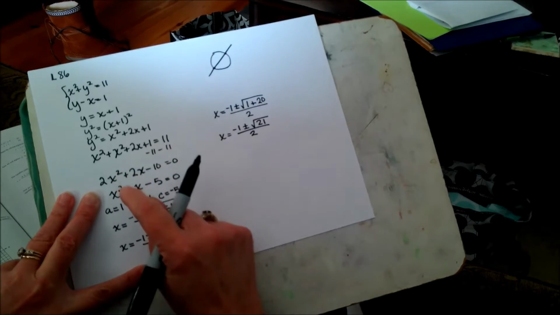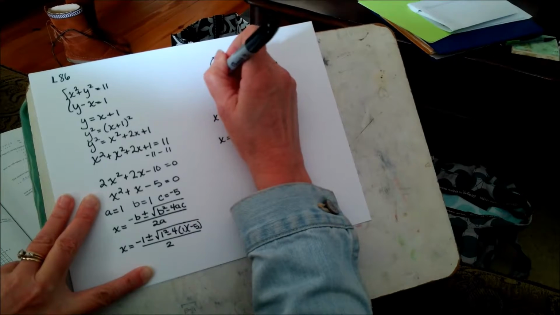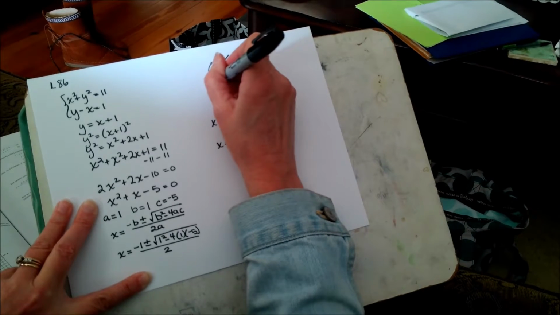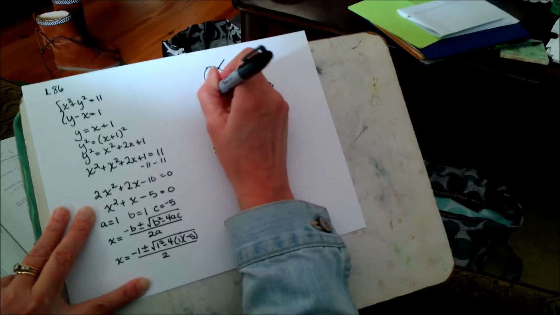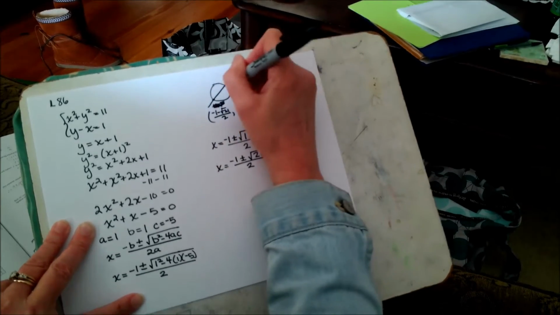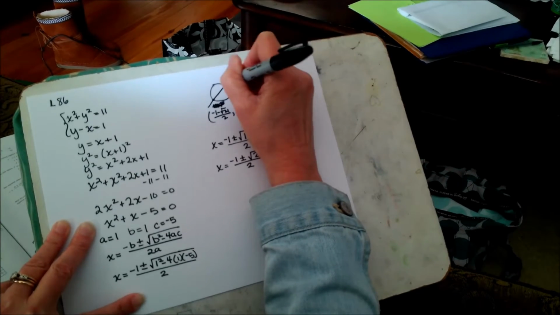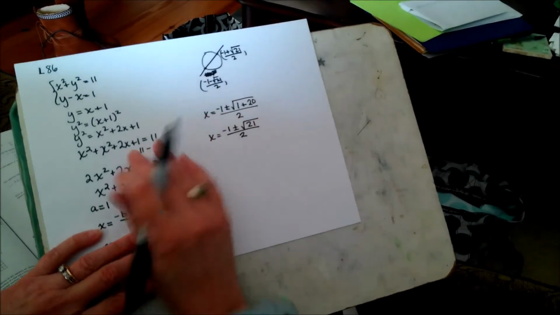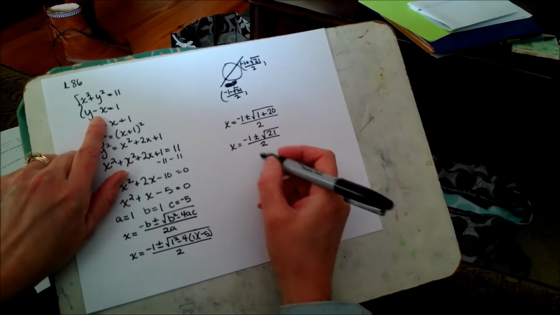But again, like in the previous problem, this is my x value. So I've got a negative 1 plus, probably that's the minus, let me change that. This one is negative 1 minus the square root of 21 over 2. That's my x value, and this is negative 1 plus the square root of 21 over 2. That's my x value. As we did in the previous, we're then going to go back to our line to find out what our y value is.